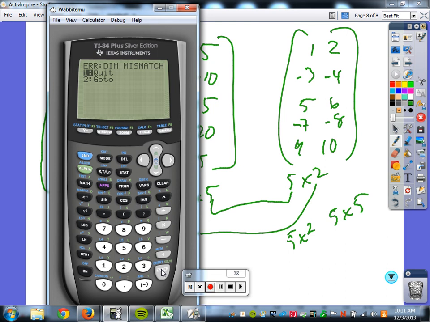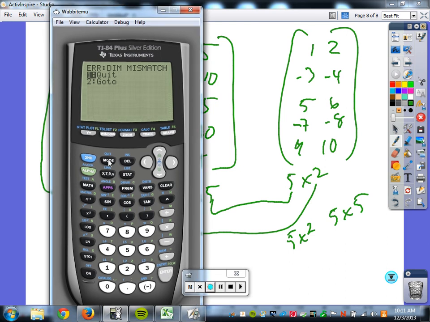Does that make sense? Could I do my scalar if I wanted to? Here's how you do your scalar. 3 matrix A times -6 matrix B. I can do scalars as well. Everybody understand? Anybody have a question?